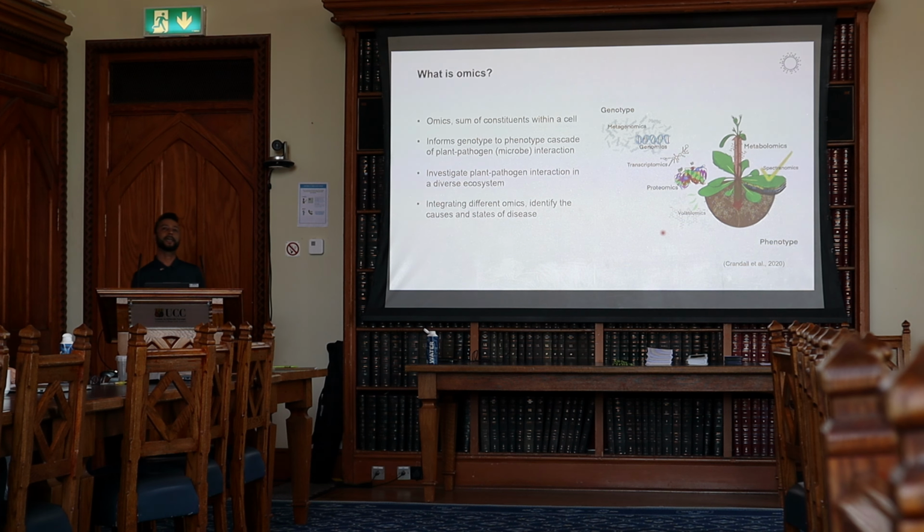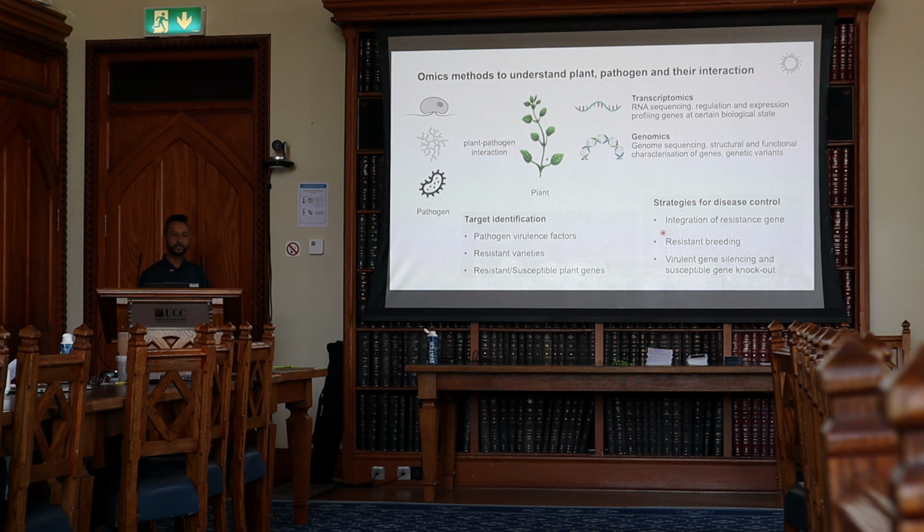So the science of omics helps us to gather information from the plant and pathogen and use that information to understand the plant-pathogen interaction in different ecosystems. And we can use that information to develop strategies to control disease. Today in my talk, I will give you some examples of how we use that information to develop strategies to control plant disease in the field. A 15-minute talk can be very short to describe all the omics technologies, so I will be focusing on two widely used omics technologies, transcriptomics and genomics.